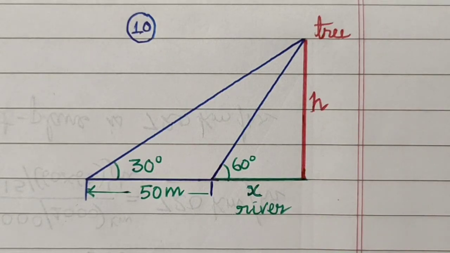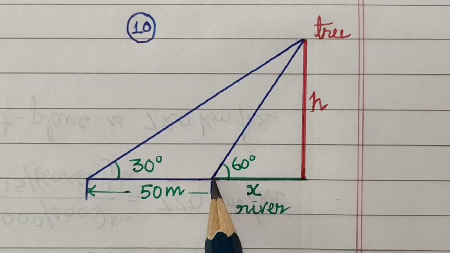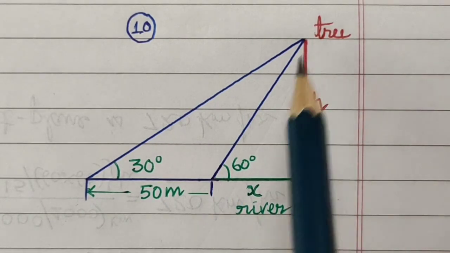I'll read out once again the problem. A person standing on the bank of a river observes that the angle of elevation of the top of a tree standing on the opposite bank is 60 degrees. When he moves 50 meters away from the bank, he finds the angle of elevation to be 30 degrees. Calculate the width of the river and the height of the tree.